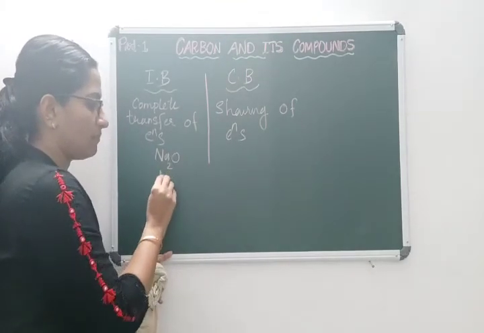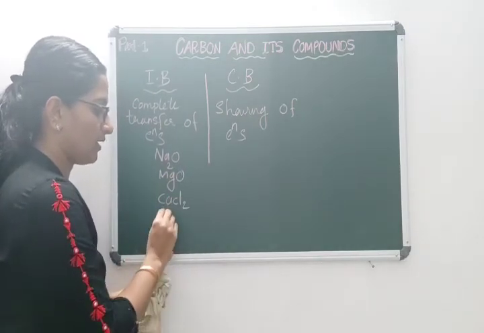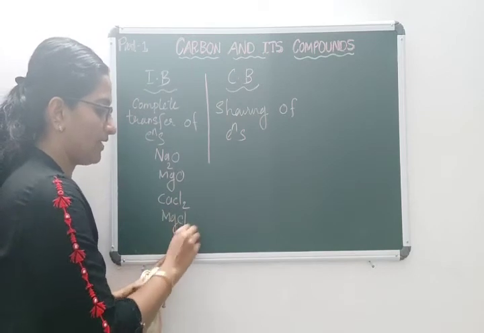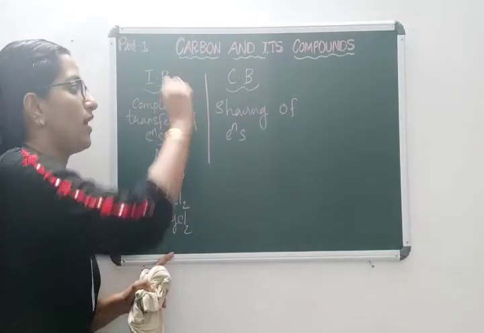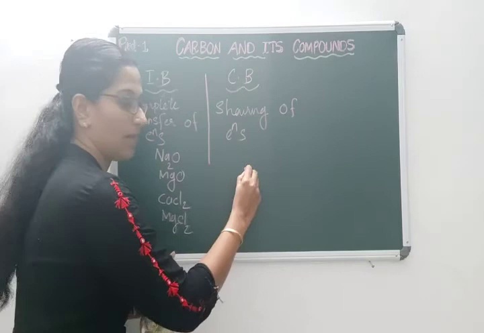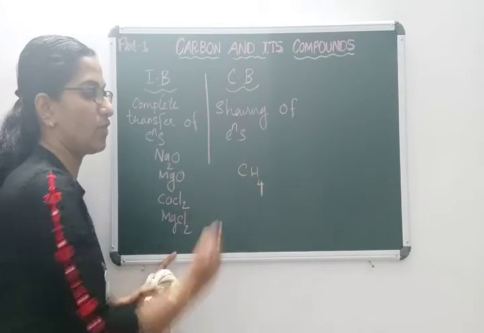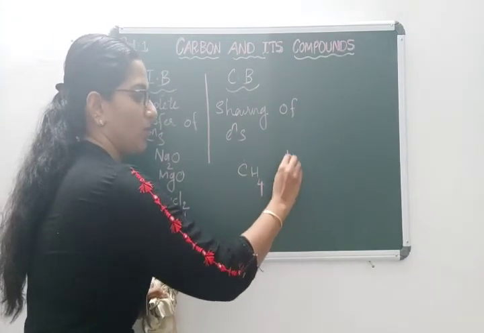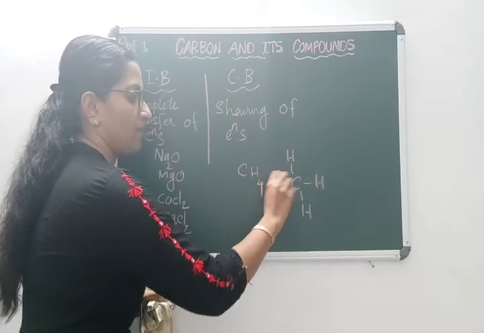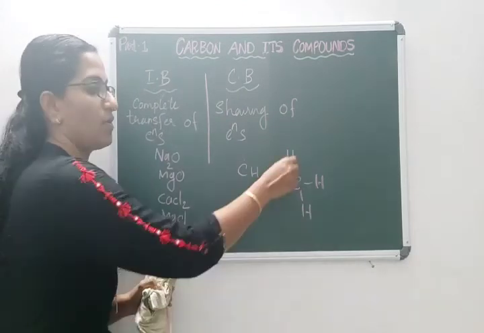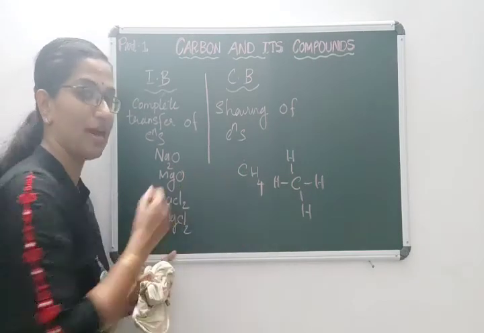In the third chapter you learned many ionic compounds. What are they? Na2O, MgO, CaCl2, MgCl2, right? In this type of compound there is one cation and one anion. These compounds are examples of ionic bonds. And now you have written CH4, methane. It's an example of a covalent bond because the CH4 bonds have been formed by the sharing of electrons between carbon and hydrogen. These four bonds have been formed, right? This is the difference between an ionic bond and a covalent bond.